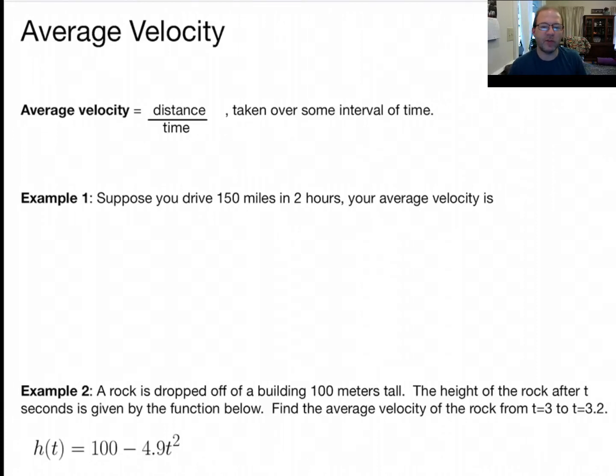Let's talk about average velocity. When you find average velocity, you're just taking the distance traveled and dividing that by the amount of time taken. And the thing that makes it average is the fact that you're doing it over some length of time. So just a simple example is if you drive 150 miles in 2 hours, your average velocity is 75 miles per hour. You do that by doing 150 divided by 2.